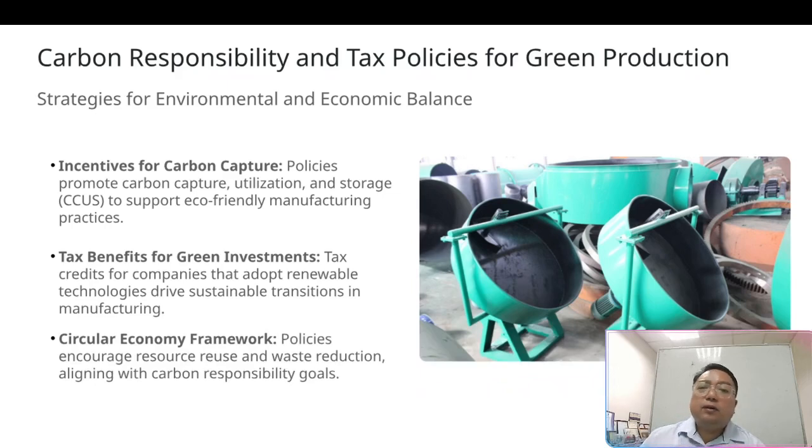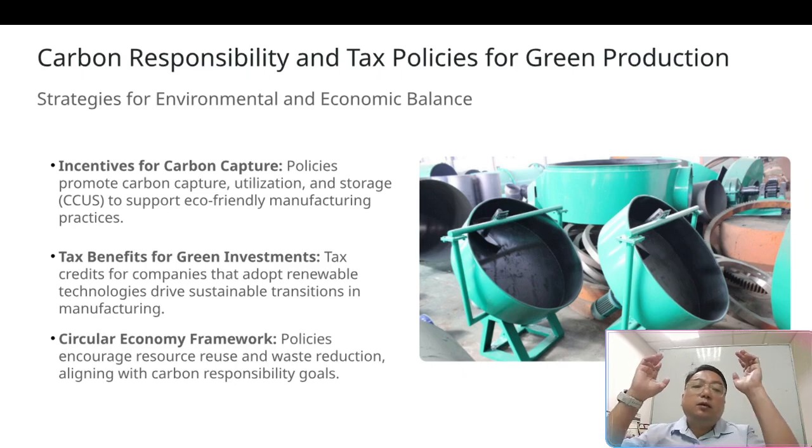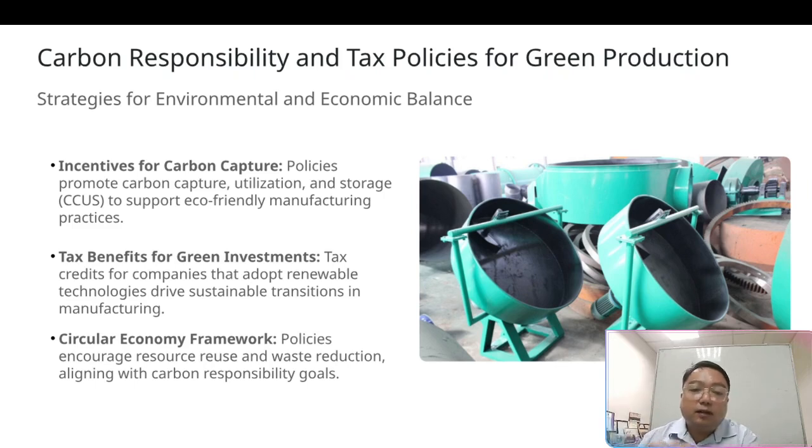And strategies for environmental and economic balance. Incentive for carbon capture: policies promote carbon capture, utilization, and storage to support eco-friendly manufacturing practice. Nowadays we are concerned about the sky, carbon, and everything, so the greenhouse effect and everything. We want to reduce all these things that we can reduce.